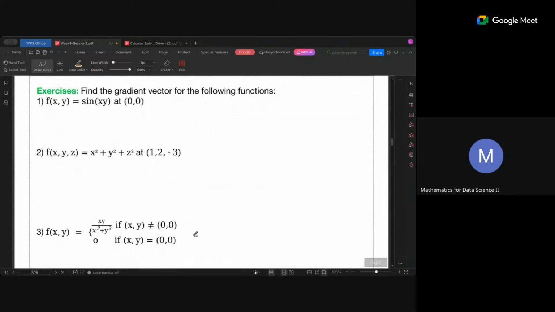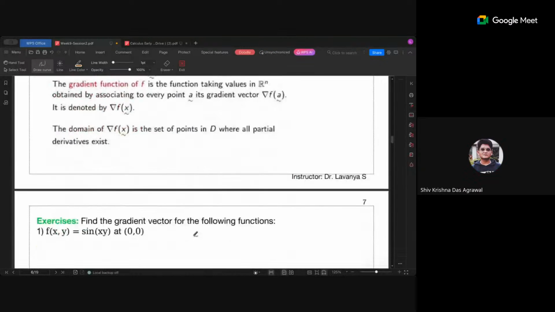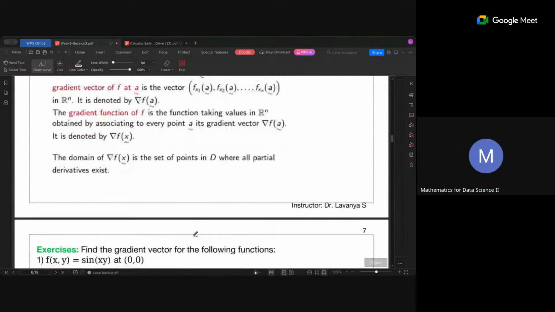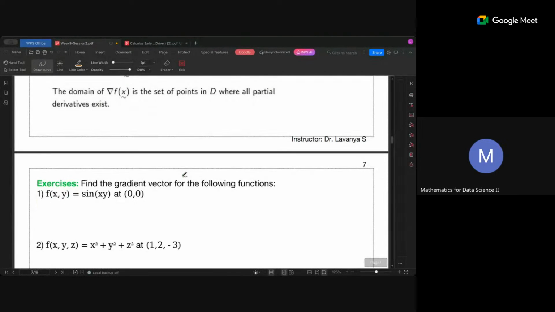Ma'am, can you repeat the definition again? Please repeat how to do it. Maybe if I do this example and go back to the definition, it will be easier, I guess. Okay. Suppose you are having this function, what is the partial derivative with respect to x and what is the partial derivative with respect to y?